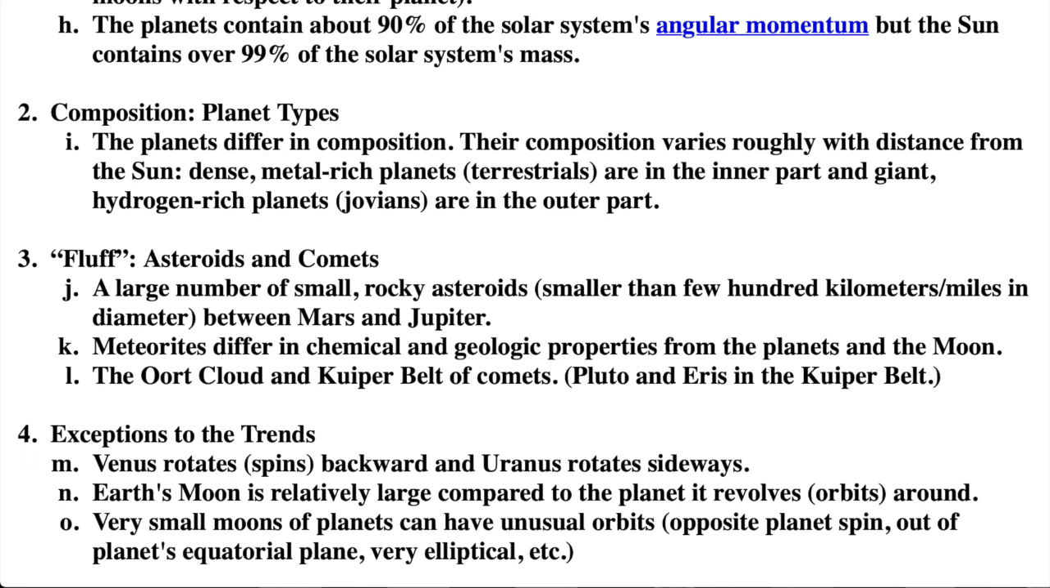The formation model will also need to explain the exceptions to the general trends, such as the strange spins of Venus and Uranus, and how Earth's moon is so large compared to Earth's size. Also, the very small moons of the planets can have some really unusual orbits, while the larger moons are much more orderly.